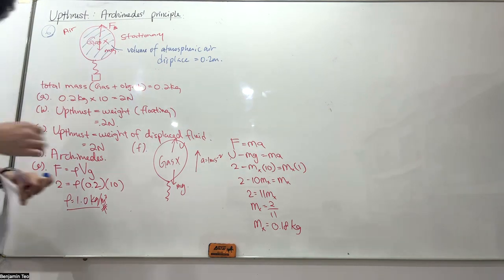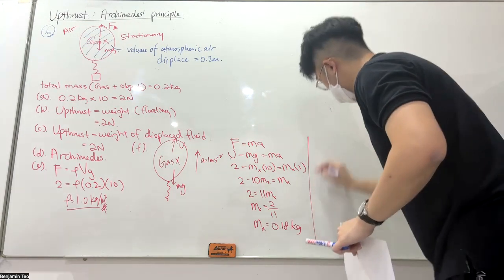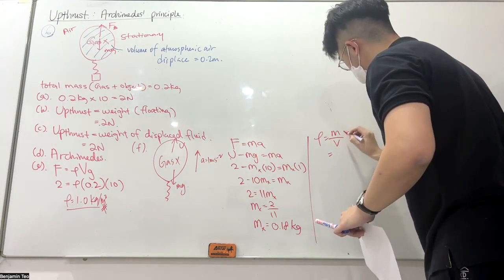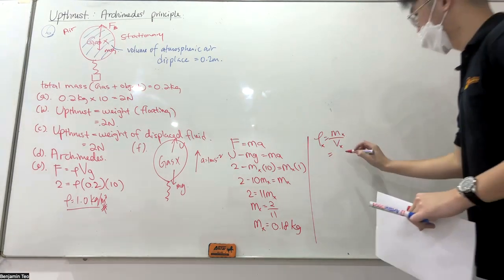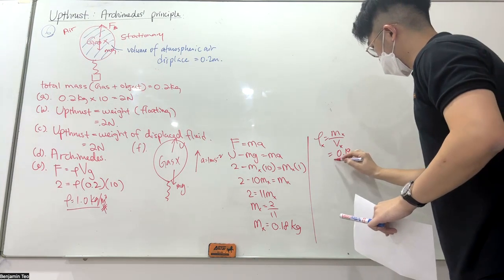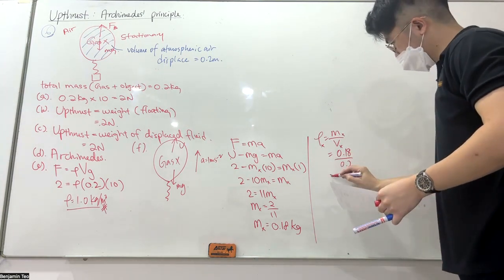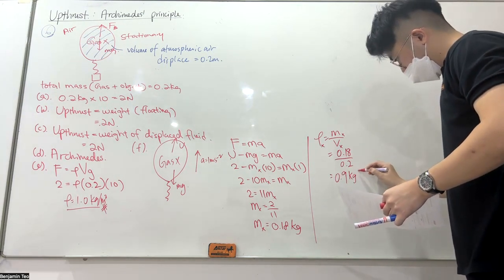Density is mass divided by volume. So density of x is mass x over volume x, 0.18 divided by 0.2, which is 0.9 kg per cubic meter.